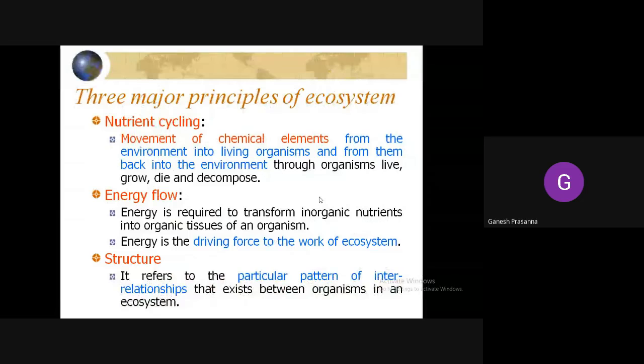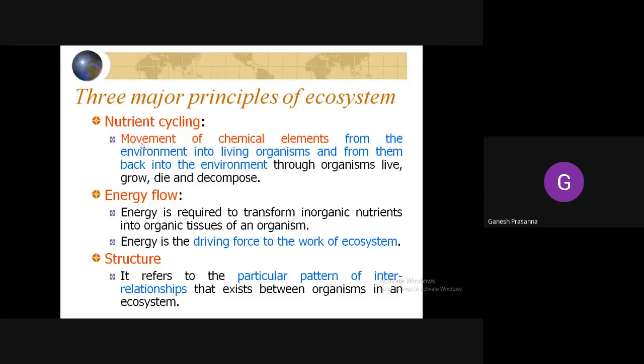So what are the major principles of the ecosystem? There are three major principles of the ecosystem: one is nutrient cycling, energy flow, and the structure. Nutrient cycling means it is the movement of chemical elements from the environment into the living organisms and from them back to the environment.